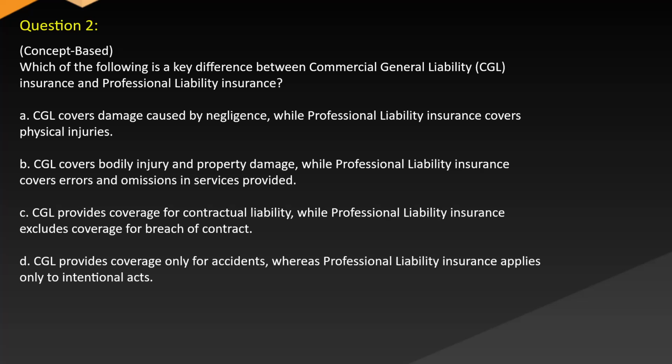Question 2. Concept-based. Which of the following is a key difference between commercial general liability (CGL) insurance and professional liability insurance? A. CGL covers damage caused by negligence, while professional liability insurance covers physical injuries. B. CGL covers bodily injury and property damage, while professional liability insurance covers errors and omissions in services provided. C. CGL provides coverage for contractual liability, while professional liability insurance excludes coverage for breach of contract. D. CGL provides coverage only for accidents, whereas professional liability insurance applies only to intentional acts.